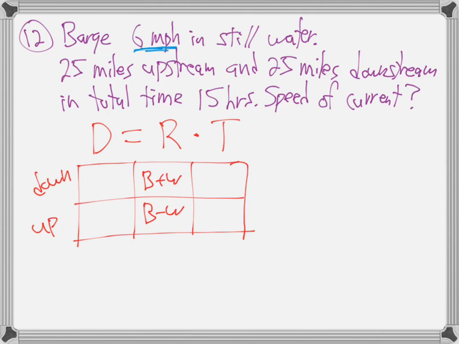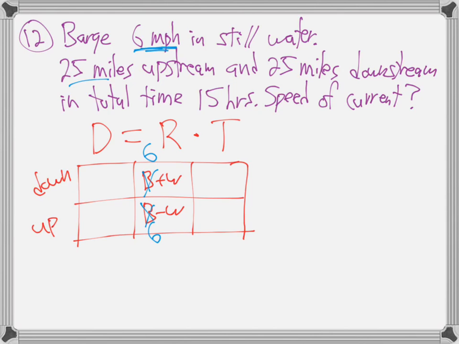That's a rate. That's a speed. Yeah, that's the barge speed. Where's that go? That's the B. That's the boat. The barge is the boat. This becomes 6, doesn't it? 6 plus W, 6 minus W. Good? Last time they gave me the water speed. This time they're giving me the boat speed, and they want me to find the water speed. See the difference?